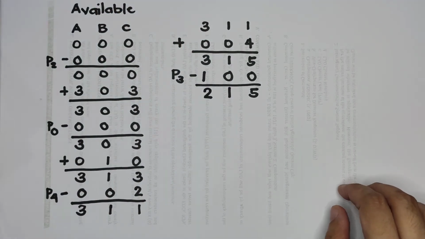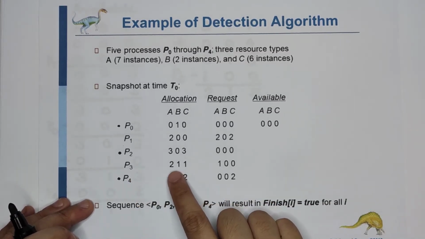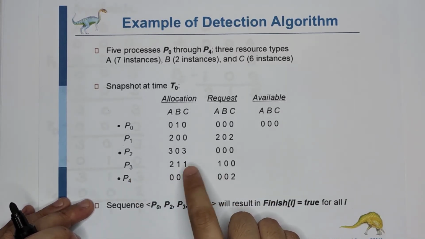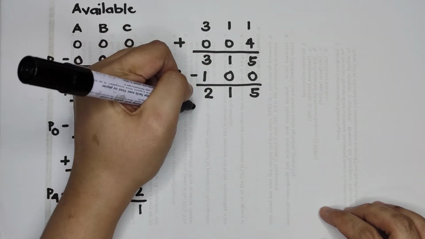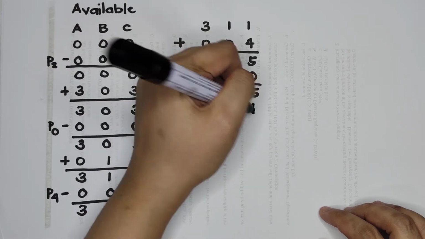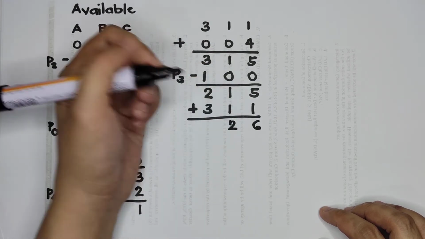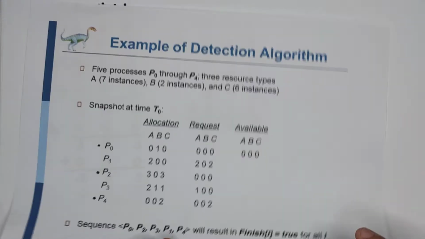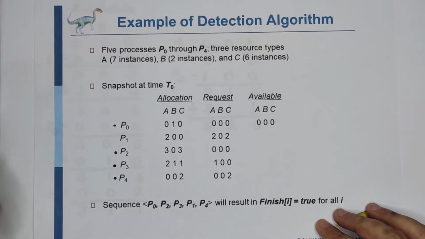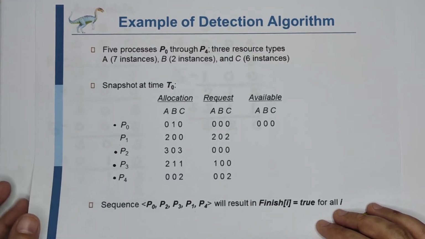Okay, then I have to return all the allocated resource values of P sub 3, which is 2 plus 1 is 3, 1 plus 0 is 1, 1 plus 0 is 1, so we have 3, 1, 1. So plus 3, 1, 1, so we have 5 plus 1 is 6, 1 plus 1 is 2, 2 plus 3 is 5. And then we're already finished with P sub 3, and last but not the least we have P sub 1. So its request is 2, 0, 2.